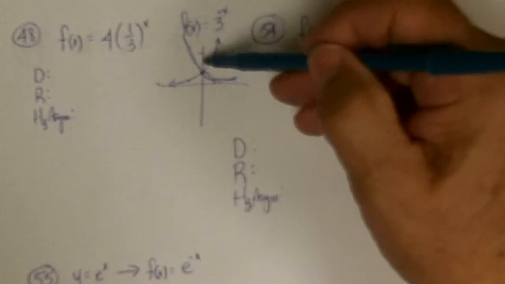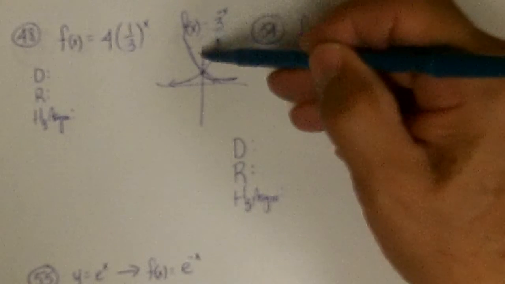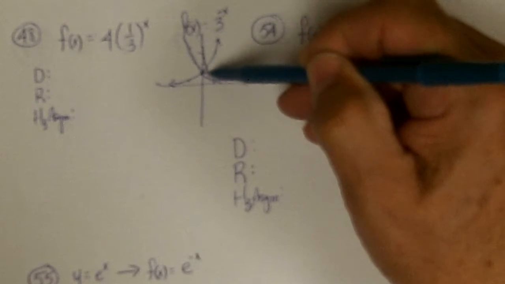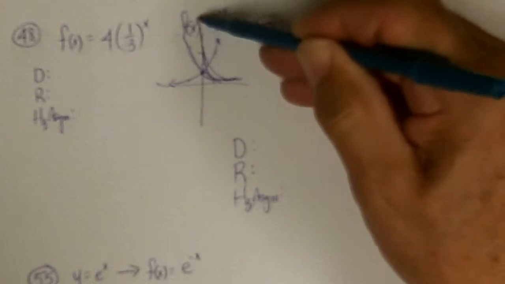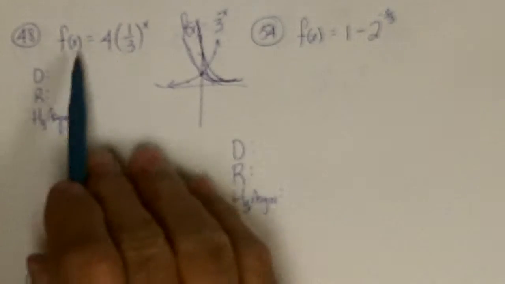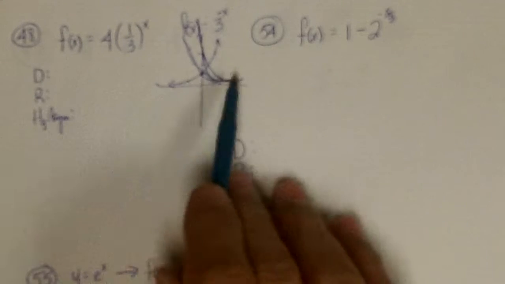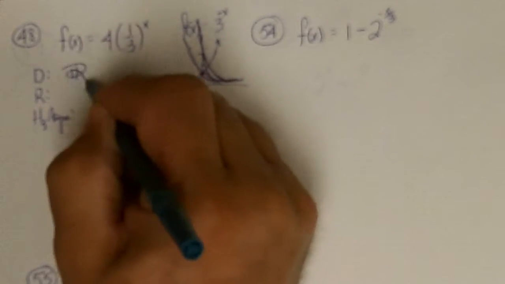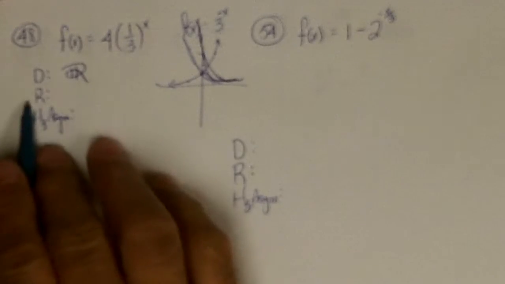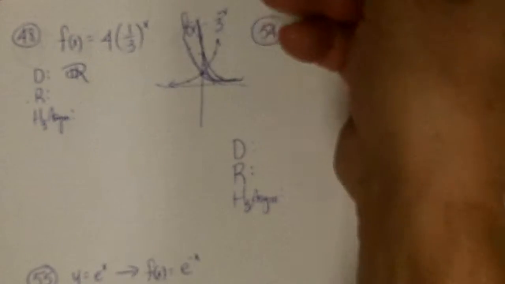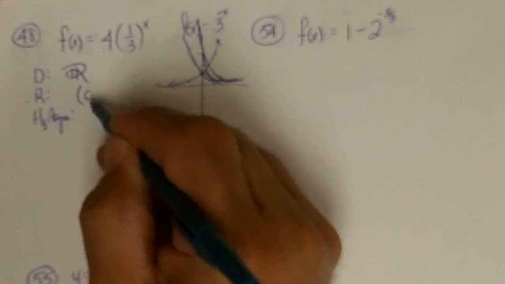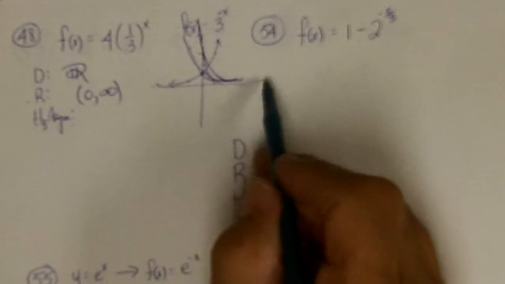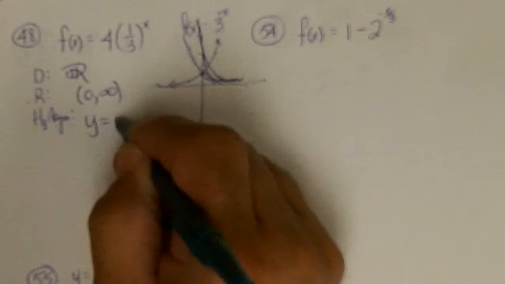And then the 4 stretches it vertically, so instead of going through 1, it'd be going through 4, so it would be more like this. Steeper. So what is the domain? Well, we can still use from negative infinity to infinity, so it's all reals. The range is from 0 to infinity, not including 0, because the horizontal asymptote would still be y equals 0.